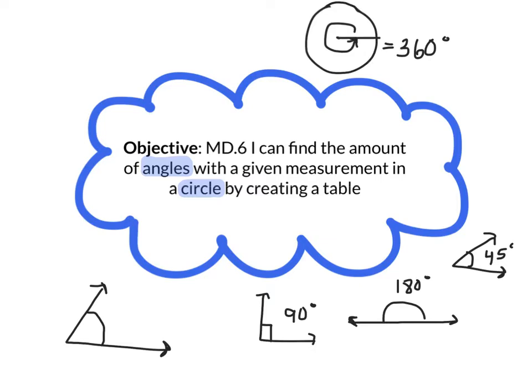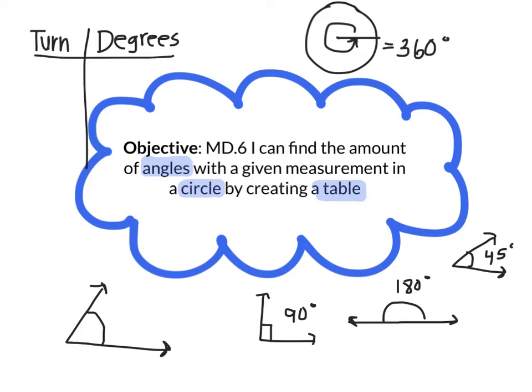So the two strategies we used are pictures, and then we also used a table, which we will continue to do today. A table is just our way to organize information from the problem. In our tables, we used turn or rotation and degrees. So we're going to use everything that we talked about yesterday to help us with our problems for today.